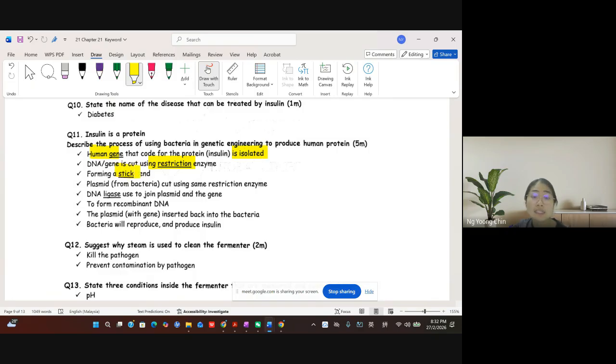And then you can produce a sticky end. Another one from the bacteria is also cut with the bacterial enzyme. And then the DNA ligase is used to join the plasmid and gene to form a recombinant DNA, okay? Then the plasmid is inserted back into the bacteria. The bacteria will reproduce and produce insulin. We know them as the recombinant bacteria, because they consist of the recombinant plasmid, which contains the human insulin gene.